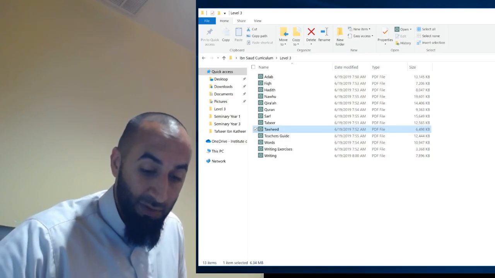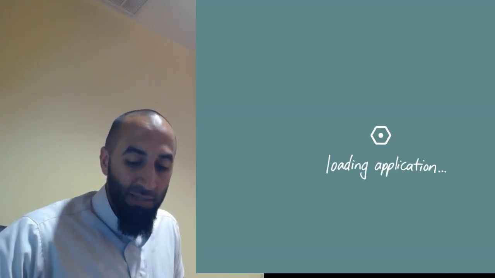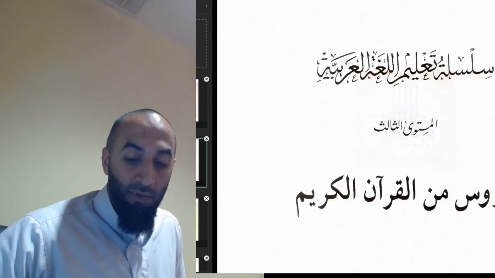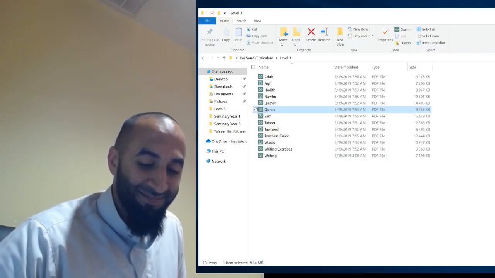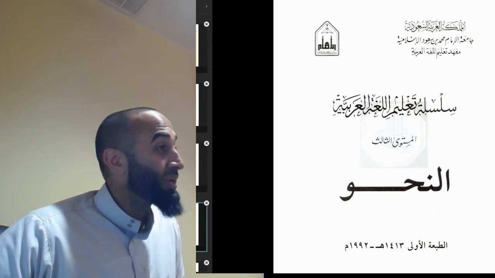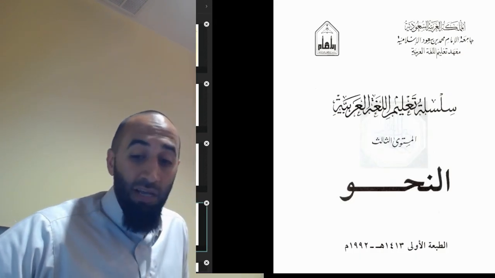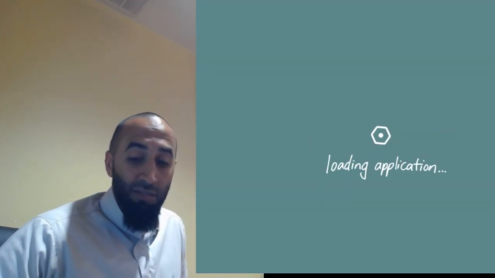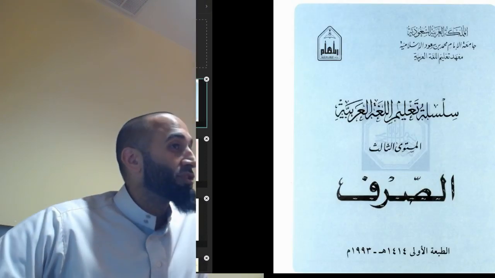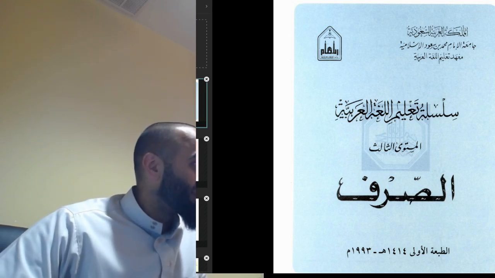What else do you have? This was, I labeled it Quran, but when it opens, it's Durus min Quran Kareem. So, Sheikh, we are at level 3 now? There's also Nahu, which is grammar, right? And there's also Sarf, which in Arabic they translate, in English, as morphology.